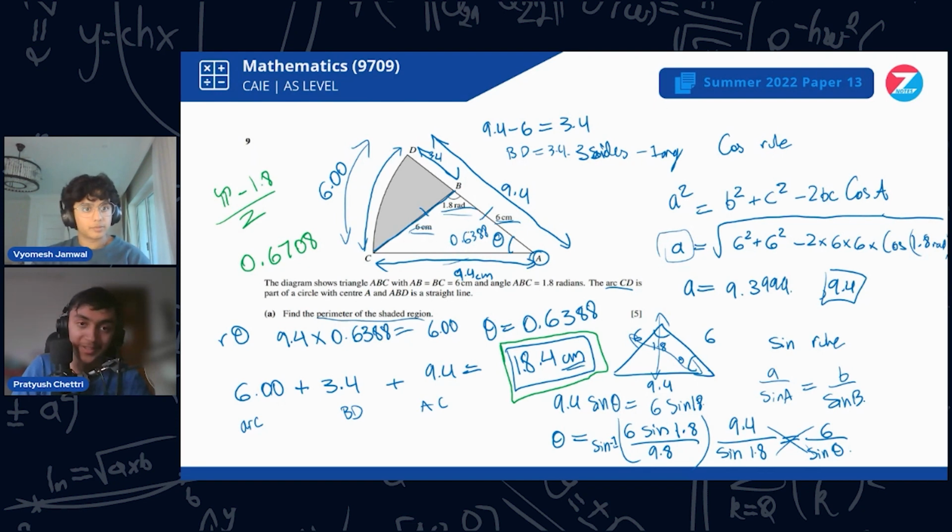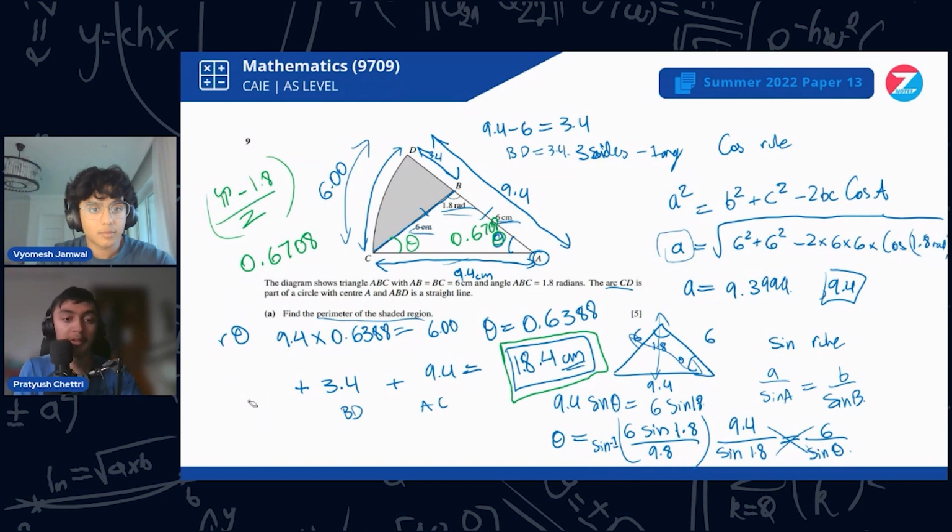Yeah, so this angle should have been 0.6708, because this is an isosceles triangle, so both these angles would have been the same. So we can just divide by 2, which means only the arc was wrong. So let's redo the arc. Looking at the mark scheme now, you got the arc, which is 6.306. You got 3.4 from the DB.